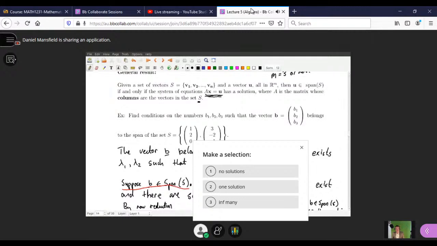Because I want to come back here for a moment. We just discovered something. Spans, I'll remind you, look like vector spaces. So here we have the span of S, and we just got told conditions for B to be in the span of S. I'm going to write it as X.